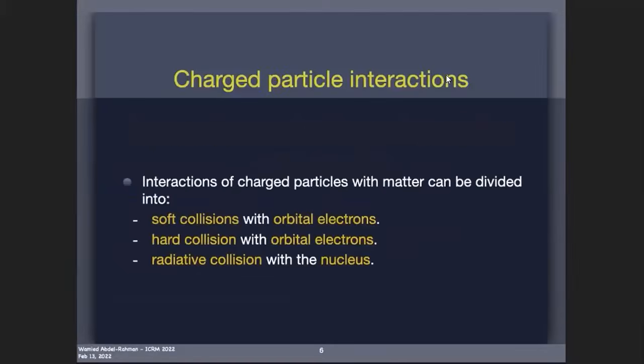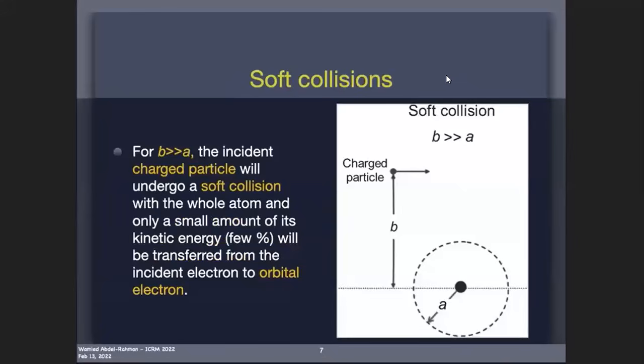So for charged particles, how do charged particles interact with matter? They interact with matter through basically two categories. One category is collisional interactions, that's interactions with orbital electrons, and radiative interactions or radiative collisions, that's interactions of charged particles with the nucleus. And the collisional interactions could be also divided into soft collisions and hard collisions.